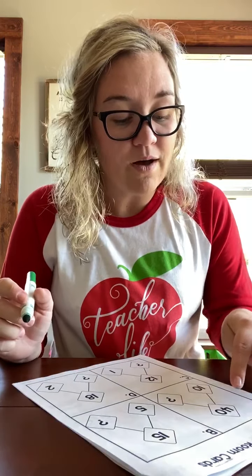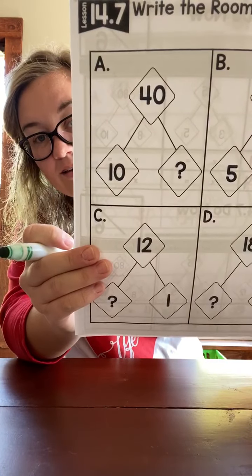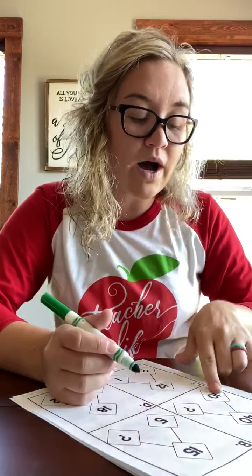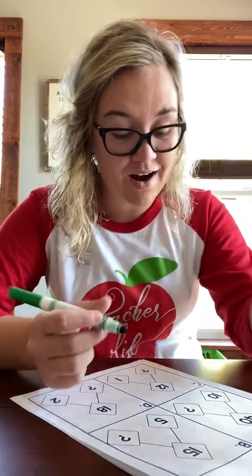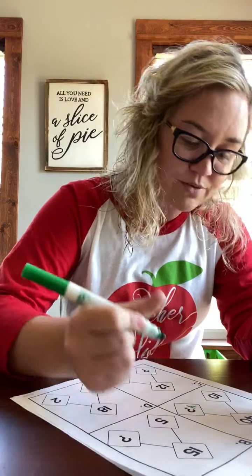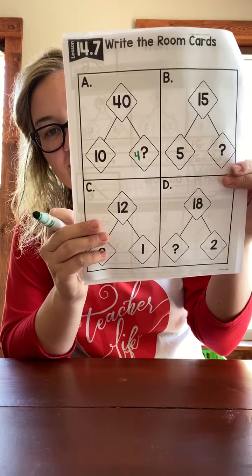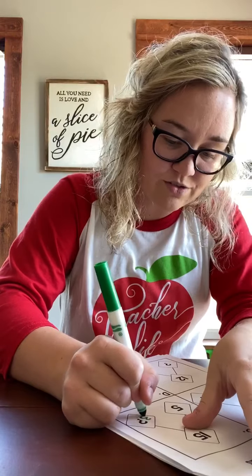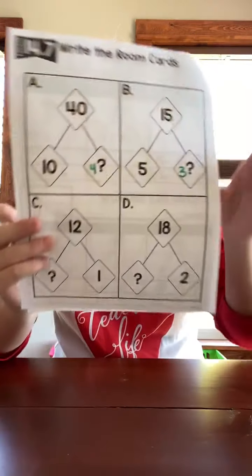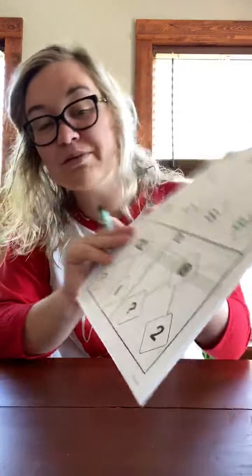So I'm looking at card number A. What times 10 would give me 40? I hope you said 4. So just by that little question mark, write a 4, so you can go back and see that later. Let's do B together. What times 5 would give me 15? 5, 10, 15, 3. So just write it by the question mark. Those are the only two I'm going to do. The rest you're going to be able to do on your own.